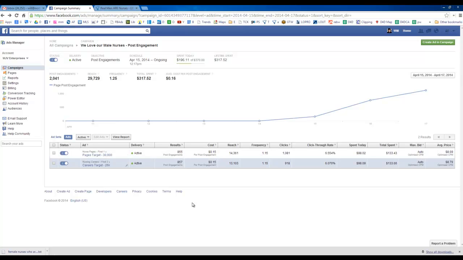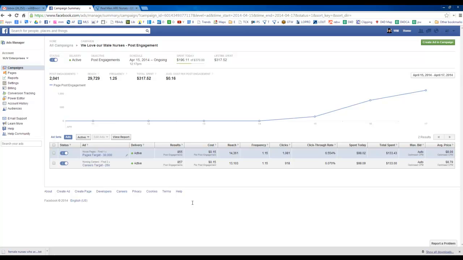$98 spent on both these. It's about 11:20 right now in the evening, about ready to go turn in. But $98 spent here, $98 spent there. So far total we're at 133 and 133. 855 engagement. Our cost per engagement has gone up significantly. Remember, we were hanging out around 11 cents per engagement.